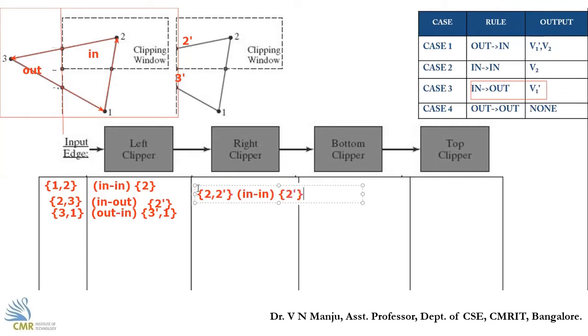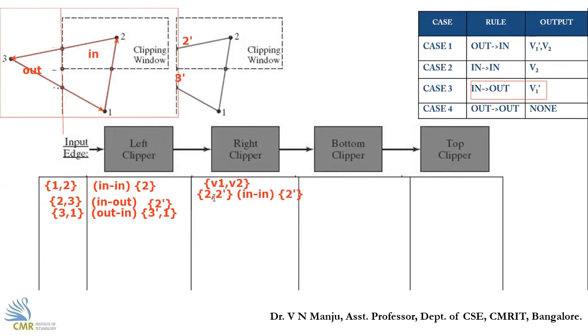Why is it V2? This is V1, this is V2. So if you want, I will just write it here: V1 comma V2. I'll write it like that so that there is no confusion. Okay, fine.